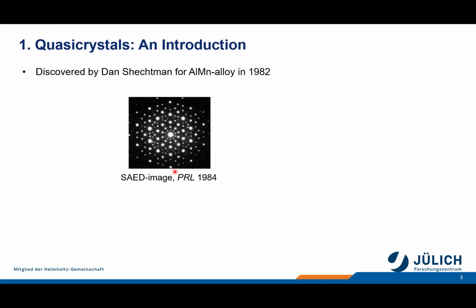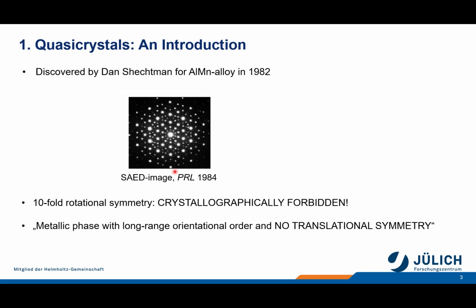So quasicrystals were discovered by Dan Shechtman for an aluminum manganese alloy in 1982. And he discovered this with small angle electron diffraction, where he recorded a diffraction pattern of 10-fold rotational symmetry, which is crystallographically forbidden. So he had quite a hard time at the beginning defending this against Linus Pauling. But meanwhile, it's well accepted that quasicrystals are an ordered state of matter. It's in those times defined as a metallic phase with long-range orientational order and no translational symmetry.